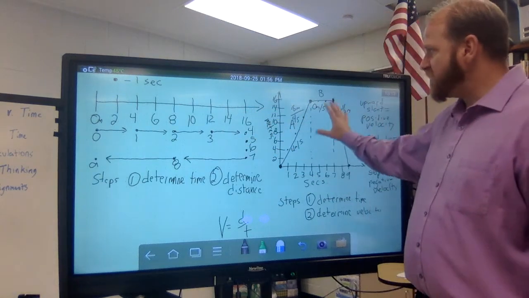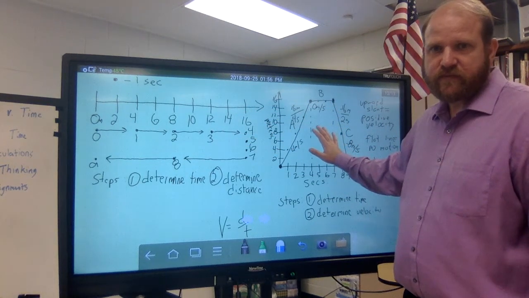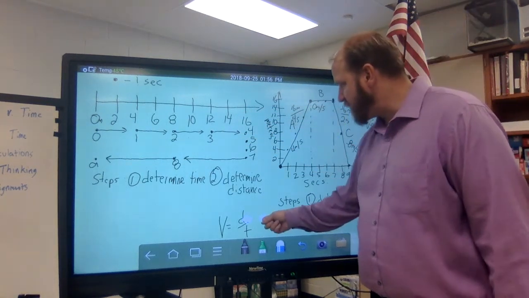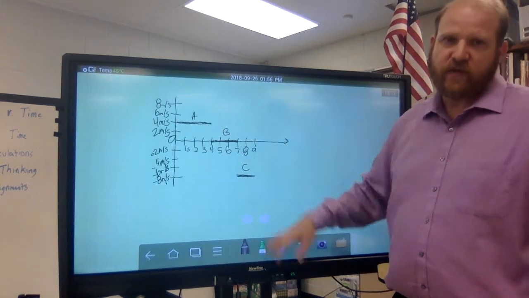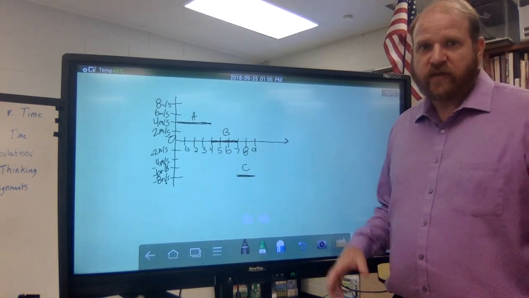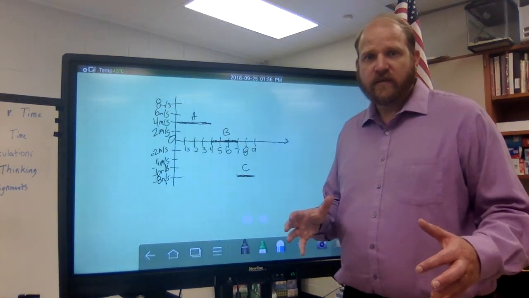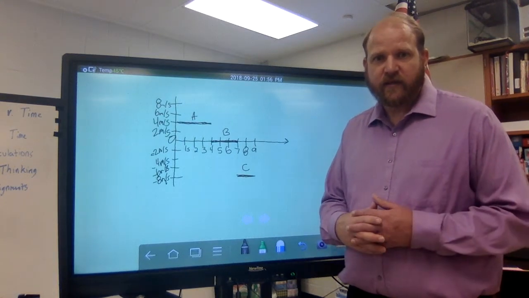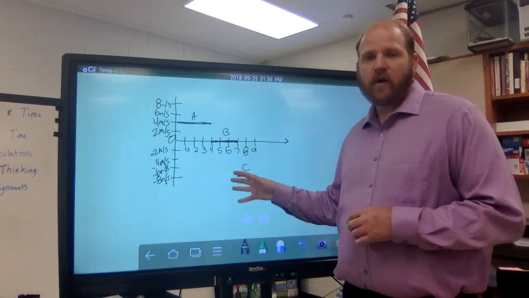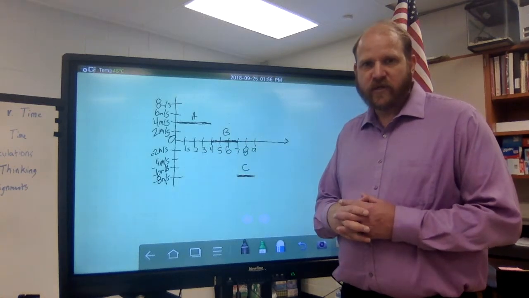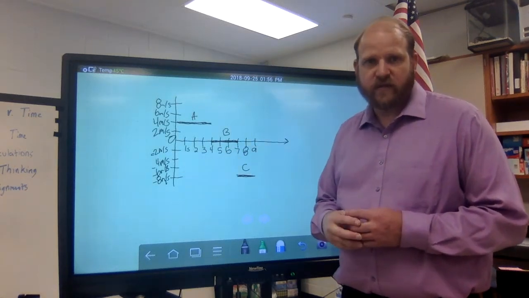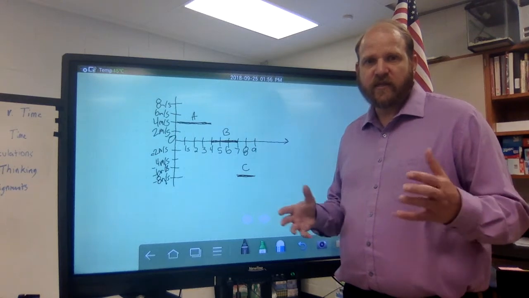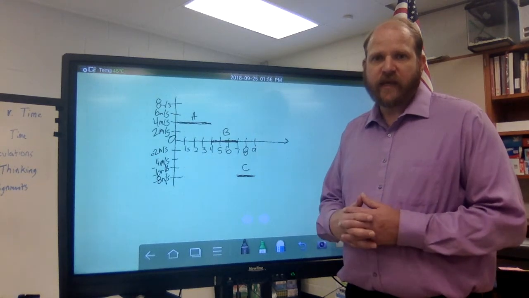I can translate that to a position versus time graph, and I can translate this information once again into a velocity versus time graph. So those are the three different graphs and how they interact one with the other. We never know which type of graph you're going to encounter as you go into your future projects in high school and college, but we teach you all three so that you're familiar with how motion can be graphed.